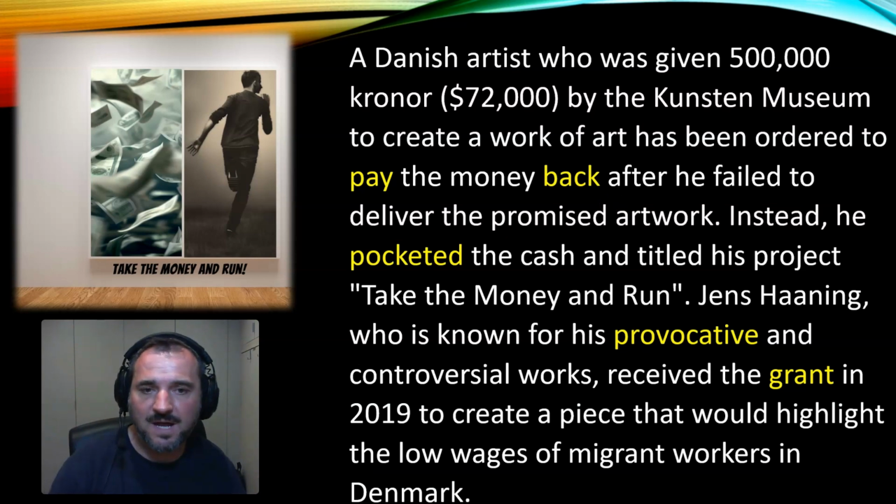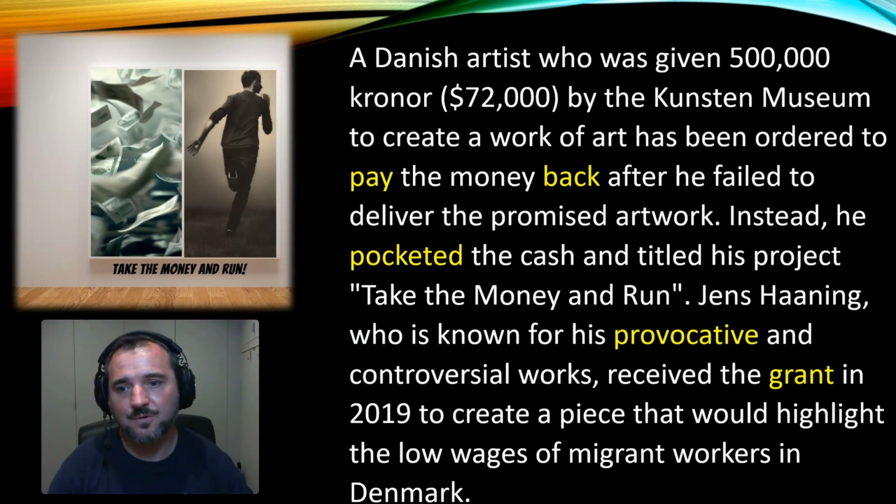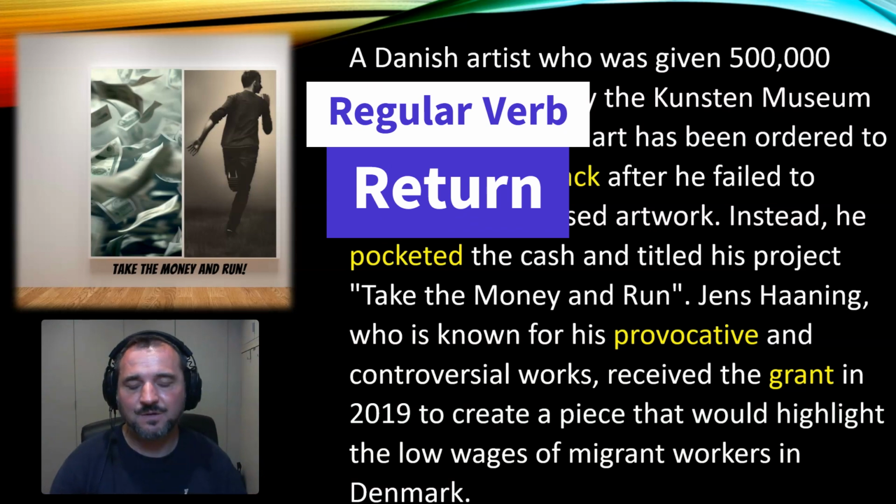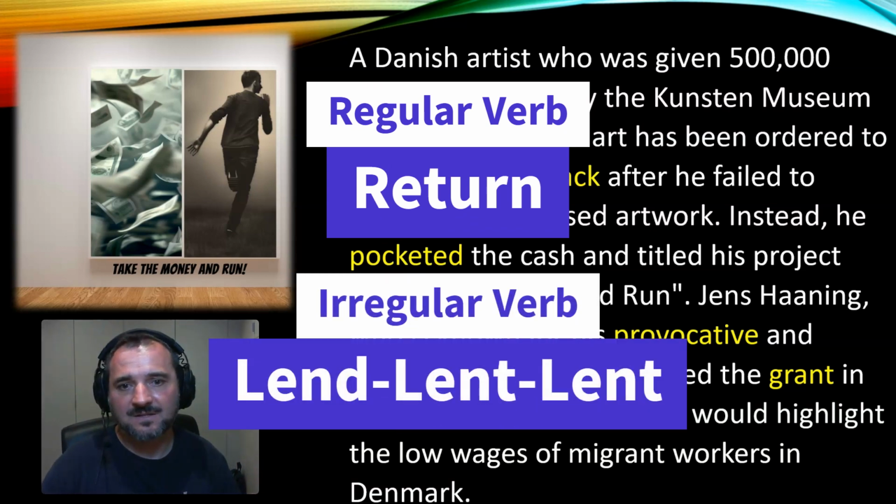However, if you use a pronoun, don't forget to put it in the middle always. So you pay it back. So what does it mean? Well, it is connected with money. Obviously, the verb pay is connected with money, but the real meaning here is to return money that you have been lent. That's the point.